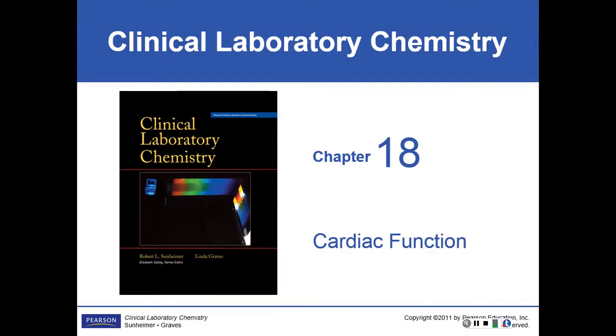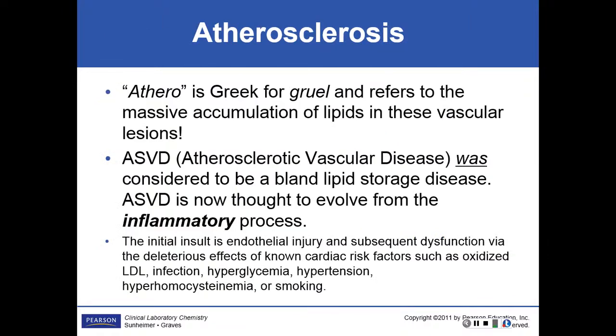Chapter 18, Cardiac Function. Arteriosclerosis is a major disorder in the United States, and this gives you some background on the terminology.